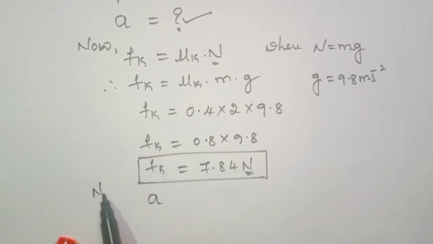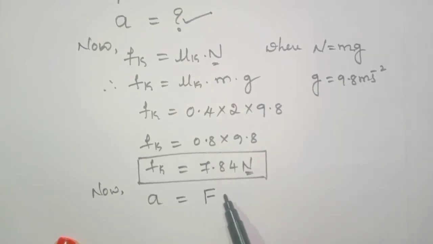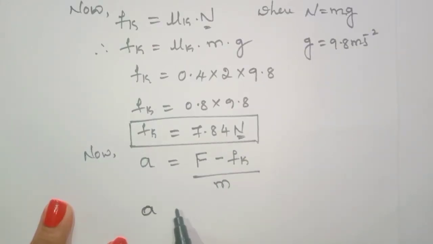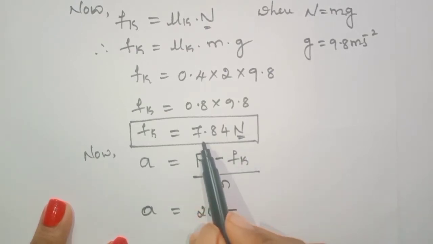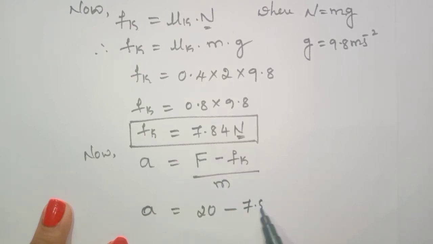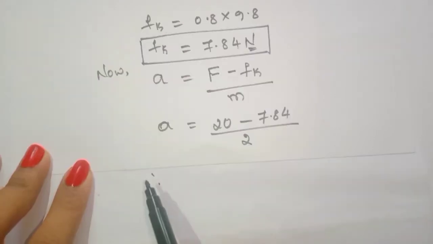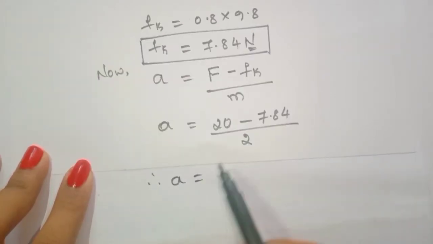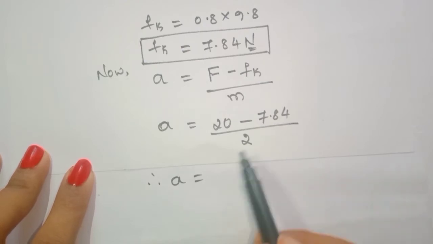Now, using the kinetic friction, we will calculate the acceleration, which is the formula F minus Fk divided by M. Okay? So we will substitute all the data that they had given. A is equal to F, which is 20 Newton, minus Fk, which we just solved, 7.84 Newton, divided by M, which is 2 kg. So now we will solve this algebraic expression. Therefore, A is equal to 20 minus 7.84.